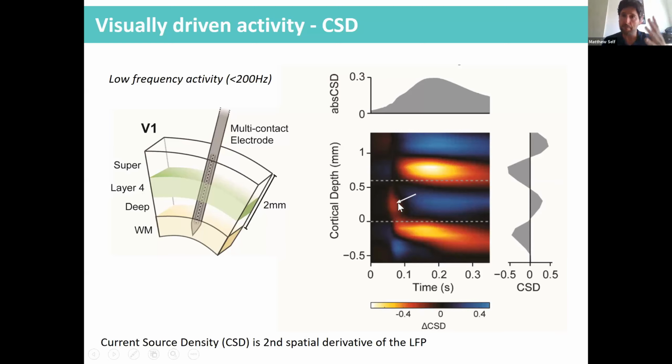But you can see the amplitude of the current sink is actually not that great in the CSD. The CSD is actually dominated by these long-lasting, sustained current sink source pairs in the superficial layers and by this long sink in layer 5. So what we see then is quite a different profile, with the MUA being dominated by layer 4 and the CSD being dominated by the superficial and deep layers.